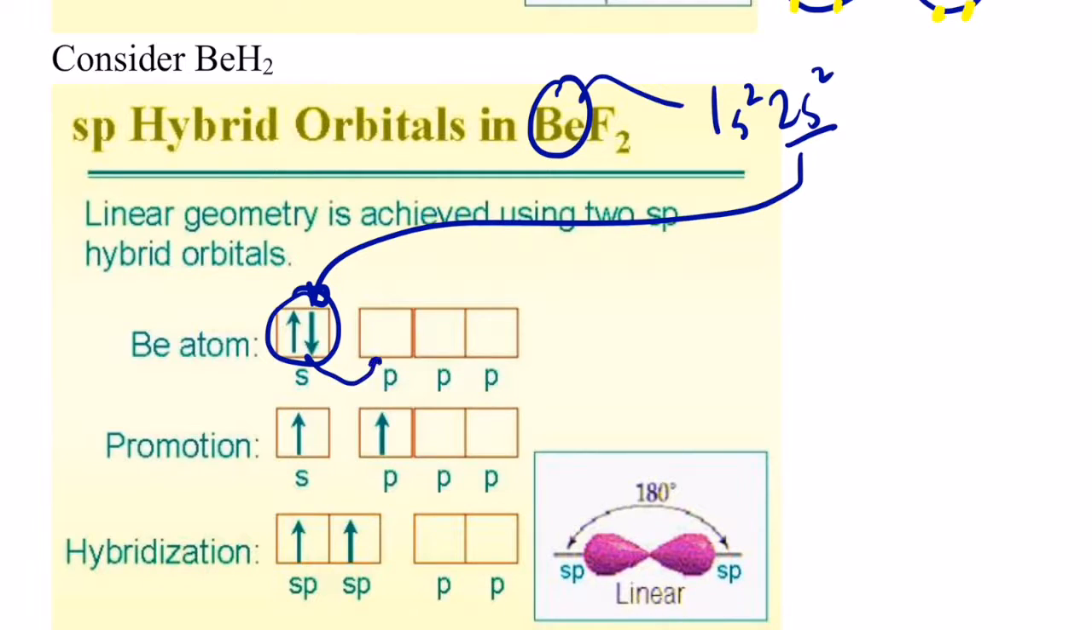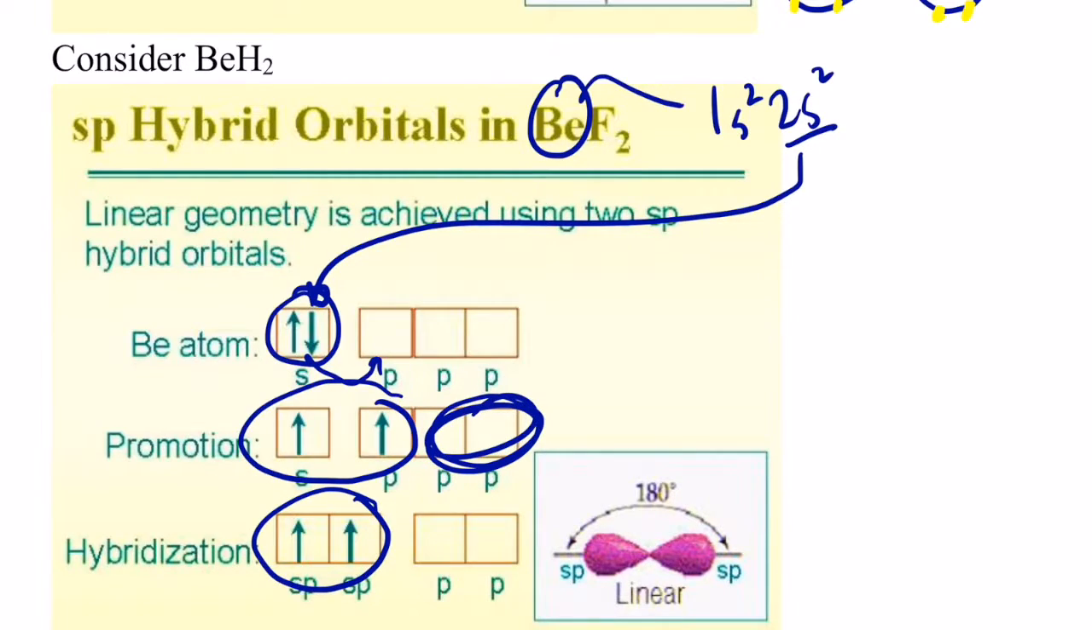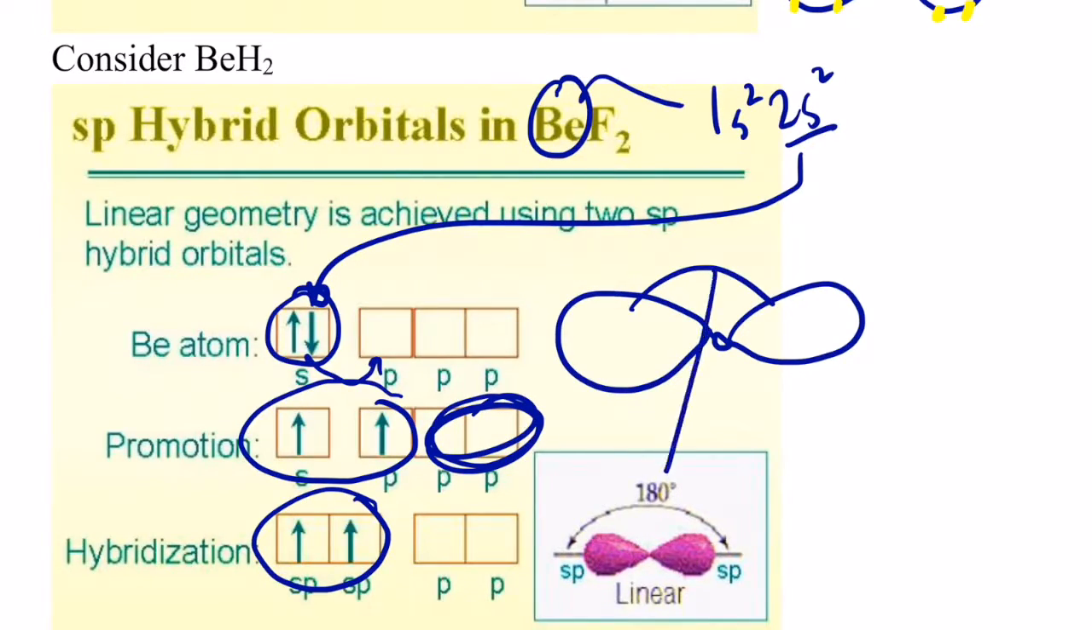Well, what if one of these s's is promoted, and then those 2 hybridize to form an sp hybridization? Now, it can't be sp2 or sp3, kiddos, because there aren't any electrons over here. So each one of those orbitals looks like this. We have the beryllium atom in the middle. The other one would come out like this, and we would have, just like we see here, a 180 degree angle between those 2 hybridized orbitals, each with 1 electron in it and available to make a bond.